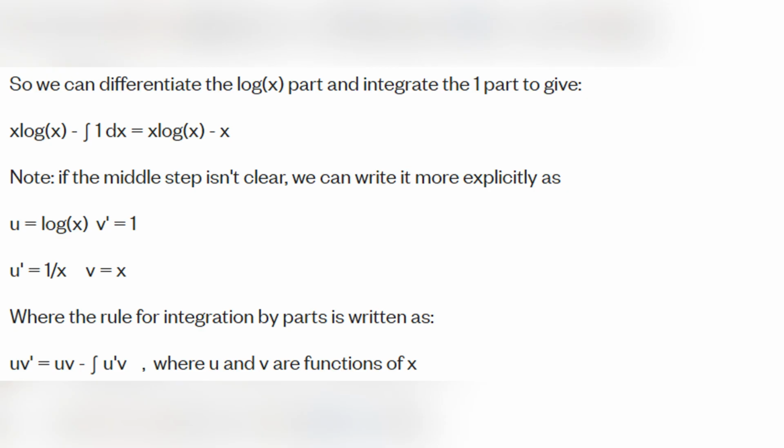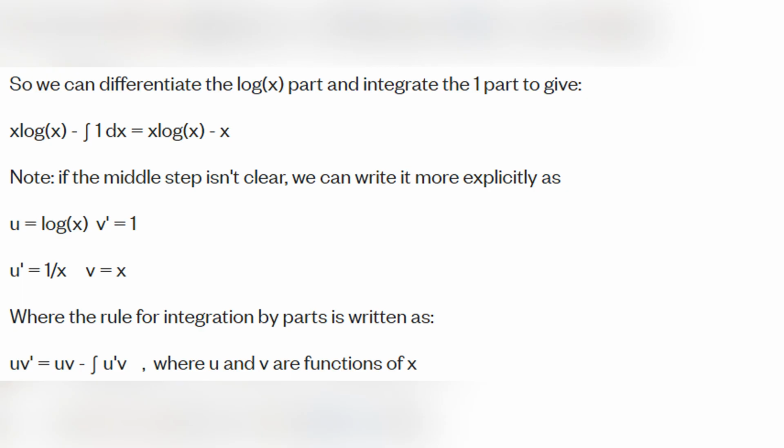Now we need to differentiate and integrate. du equals 1 over x dx, and v equals the integral of ln x dx, which equals x ln x minus x. And now we apply the formula. The integral of (ln x)² dx equals ln x times (x ln x minus x) minus the integral of (x ln x minus x) over x dx.